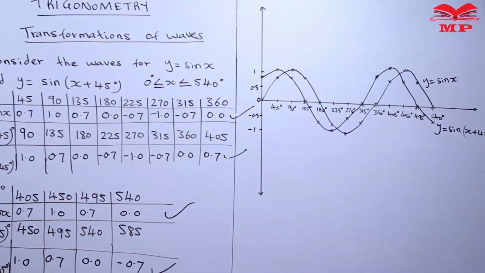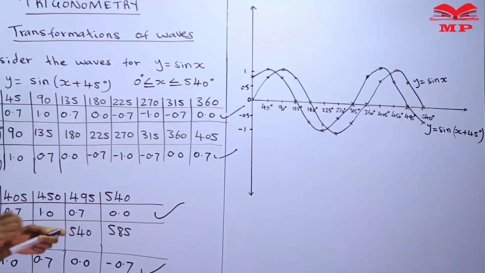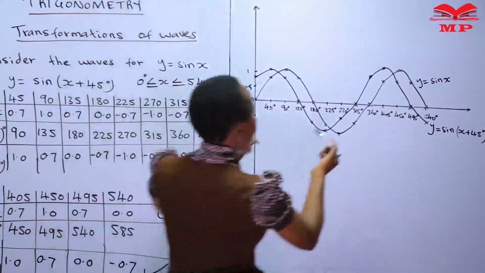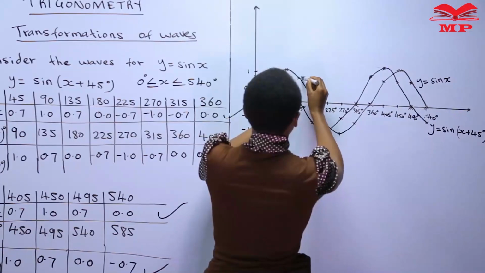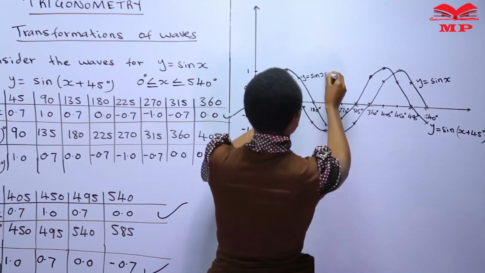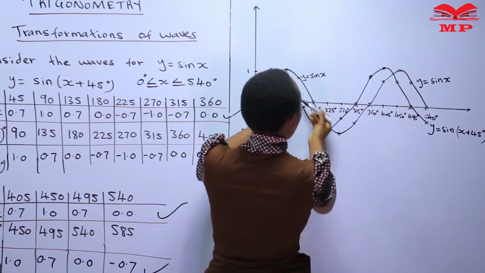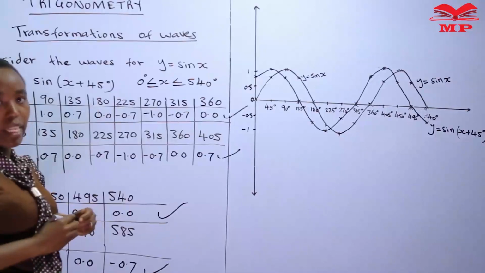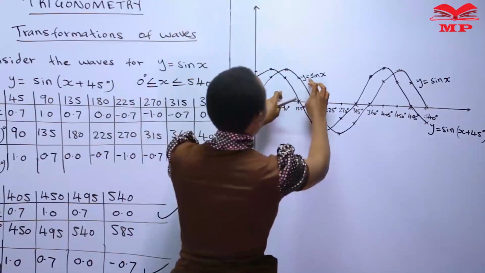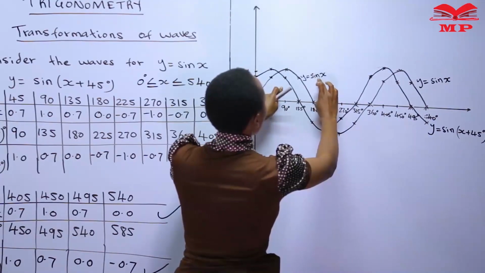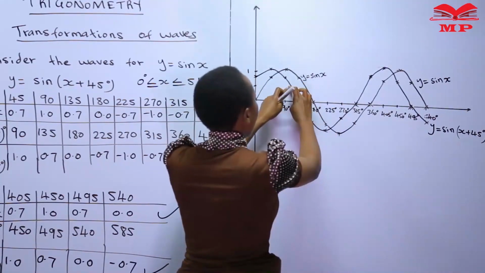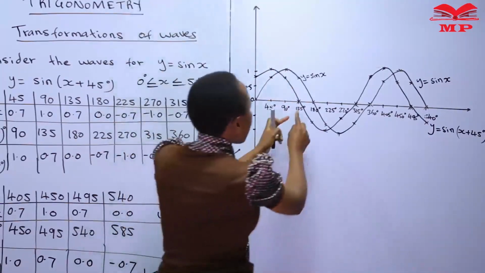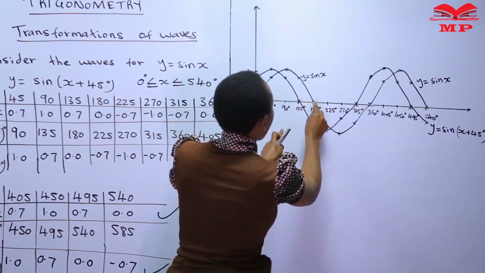We are considering those two, and now we want to describe the transformation. If I may name it again, this is y is equal to sine x, and this is the other one, y is equal to sine x plus 45 degrees. You can see that at any point, the curve y is equal to sine x is leading the other one, y is equal to sine x plus 45 degrees, by a certain angle difference here.